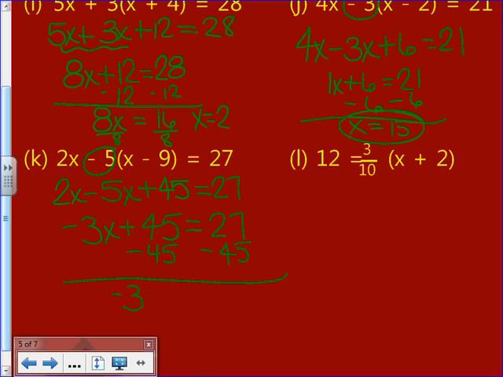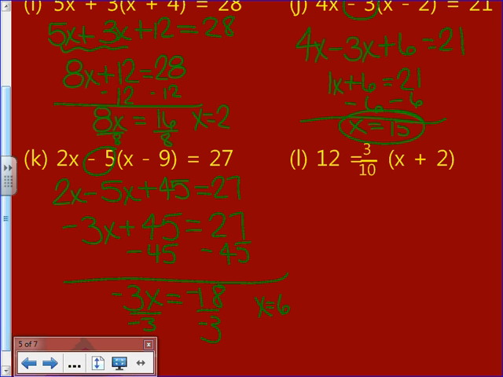Negative 3x equals negative 18. Okay? Divide by the number with the variable, so negative 3x, negative 3. Negative 18 divided by negative 3, x equals 6.